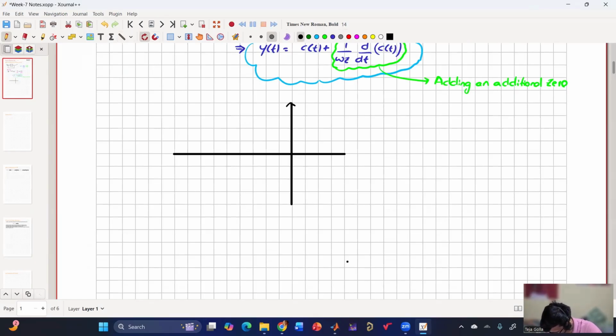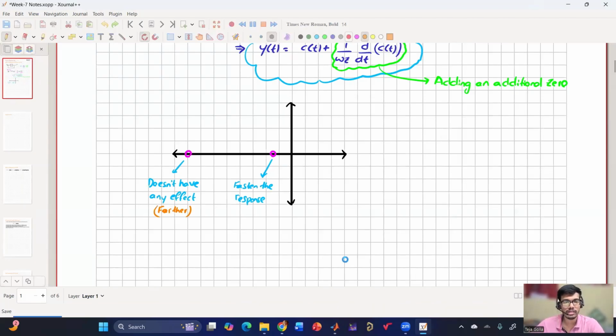Or do you have any confusion? So if I'm having a zero which is closer to the imaginary axis in the LHP, what is happening? This is trying to fasten the response because of the derivative effect. And this one doesn't have any effect. Why? Because it is farther away from the imaginary axis. So that is what we have understood from the response. Is this clear, Saurabh?